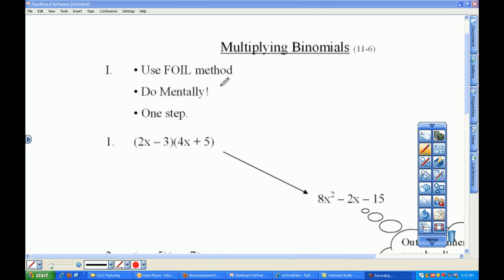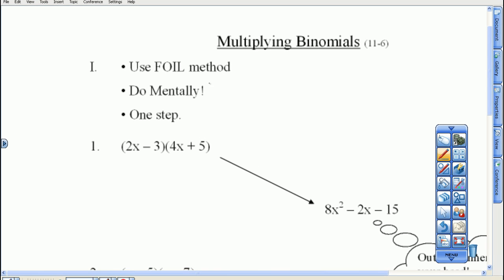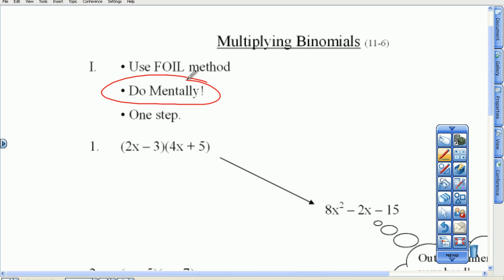Today we're going to be multiplying binomials. This is chapter 11, section 6. And there's some talk here about doing these problems mentally, as you can see here. I'm going to kind of stay away from that. I will talk about it a little bit, but I think that it's more important that we are proficient, and perhaps over time we can talk about how to do some of these problems mentally.